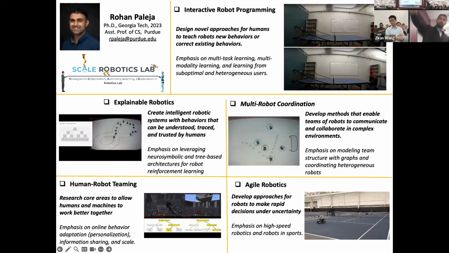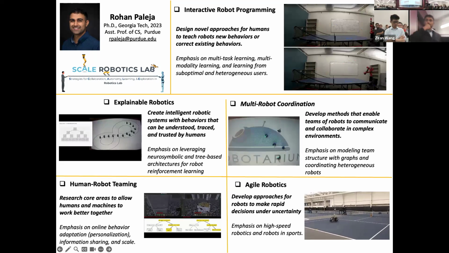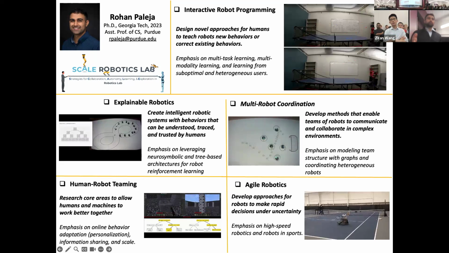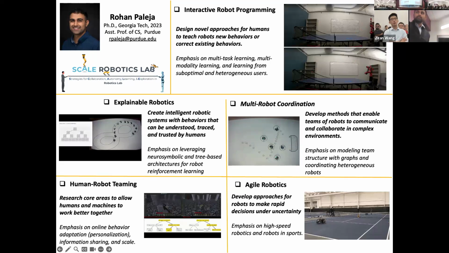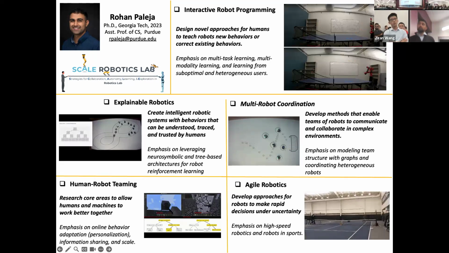I'm interested in explainable robotics, so creating robotic systems that can be understood, traced, and trusted by humans. So a big focus in this space is leveraging neurosymbolic techniques, tree-based architectures for doing robot reinforcement learning. So on the left-hand side here, I have a tree policy that's controlling the front robot to stabilize traffic flow for a figure-8 driving sequence.